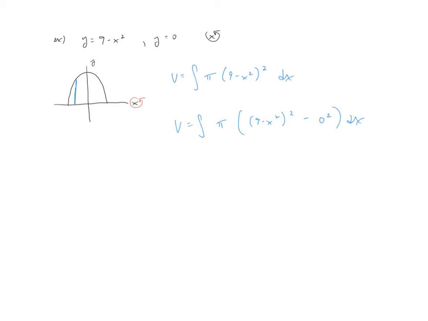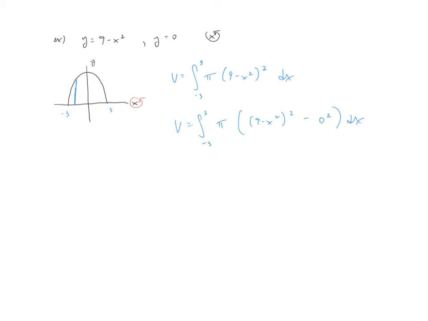Now, when it comes to the bounds here, we're going to need to figure out where the parabola crosses the x-axis there and there. If you take this and set it equal to 0, you would find out that that's going to be -3 and 3. So I'll go ahead and drop those in, and we have our setup.